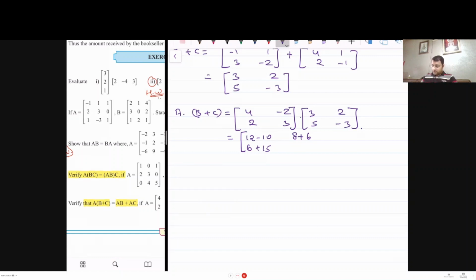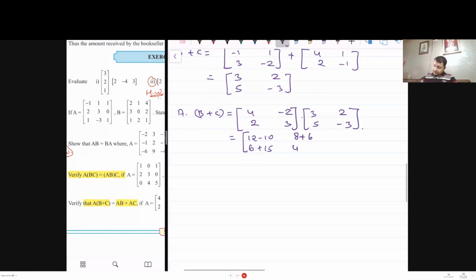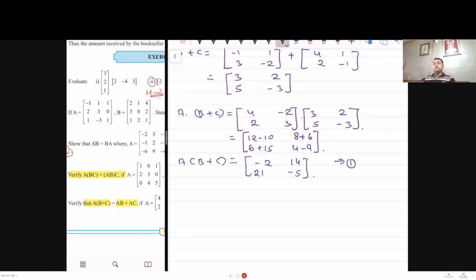For the last, 2 into 2, 4. 3 into minus 3 that is minus 9. So I get this as my value of A into B plus C, that is 2, 14, 21 and -5. So this becomes your value of LHS. Let me write it as equation number 1 over here.